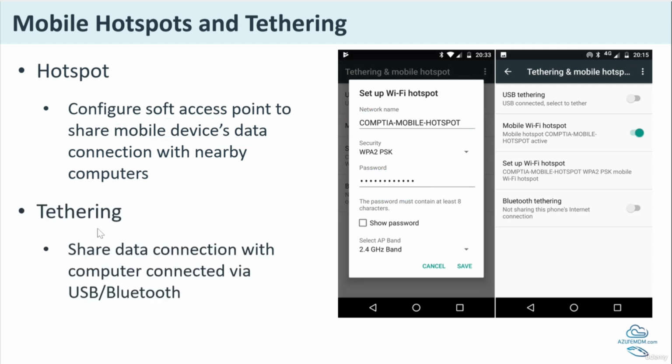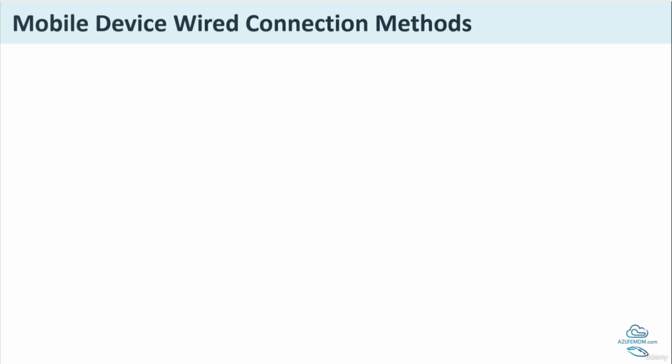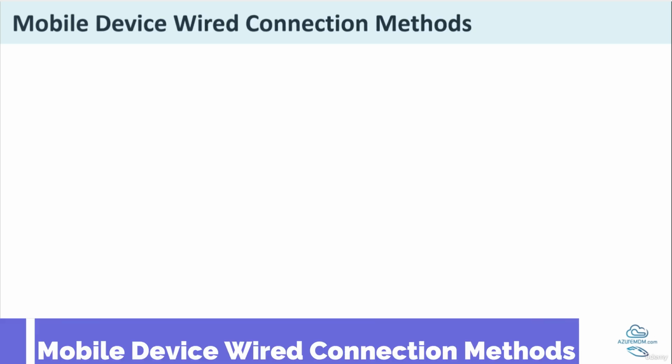Now we'll understand about tethering. It is the shared data connection with a computer that is connected via USB and Bluetooth. So earlier, from a mobile device, Bluetooth is enabled to establish an internet connection between the two devices. Now, mobile device and wired connection methods.